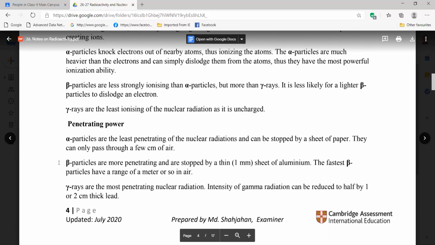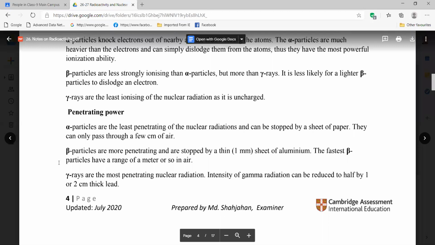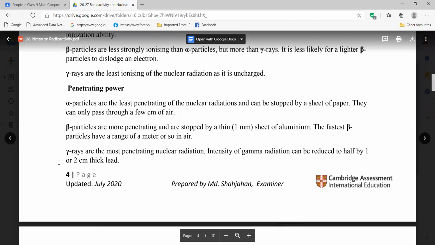The penetrating power depends mostly upon the speed, so that is why gamma rays have the most penetrating nuclear radiation, since their speed is the greatest. Yes, and secondly is beta, and lastly is alpha. Alpha has the least penetrating power, right? Least penetrating power, yes, because it has the lowest speed. Very good. So can we go to the next part?